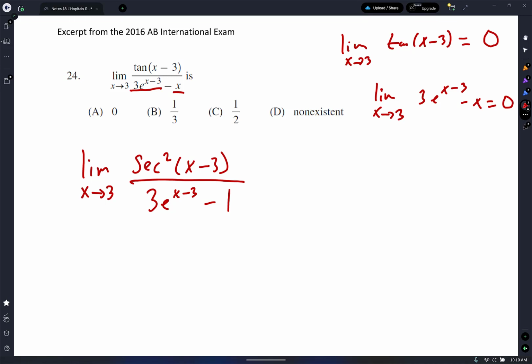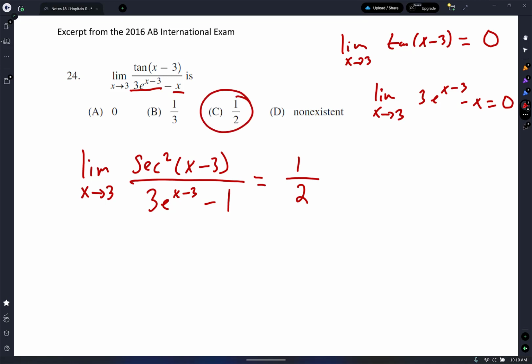All right, now I plug in a 3 and I see what I get. So 3 minus 3 is 0 in the numerator. And secant of 0 is 1, because secant's the reciprocal of cosine, sorry. Cosine of 0 is 1, so secant of 0 is 1. So 1 squared is 1, so I have a 1 in the numerator. In the denominator, 3 minus 3 is 0, e to the 0 is 1, and 1 times 3 is 3, and then I subtract 1, and so now I get my answer.